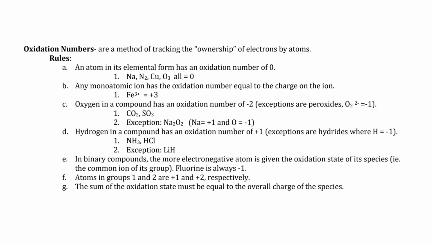Rules for oxidation numbers. An atom in elemental form has an oxidation number of 0. Any monatomic ion has an oxidation number equal to the charge on the ion. Oxygen in a compound has an oxidation number of -2.